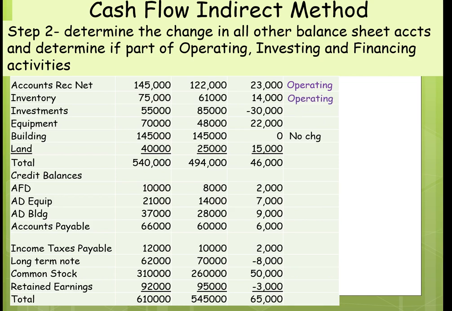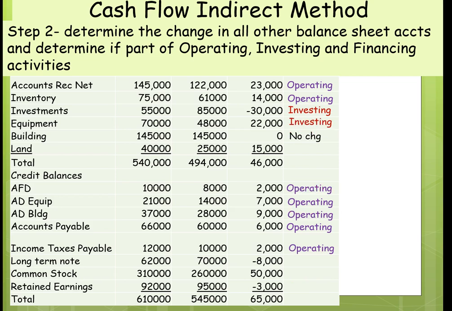Inventory, allowance for doubtfuls, accumulated depreciation, and accounts payable, along with income tax payable. These would all be part of our operating, and these are the ones we have to include as part of operating activities. Next, we're going to look at what's part of investing activities.